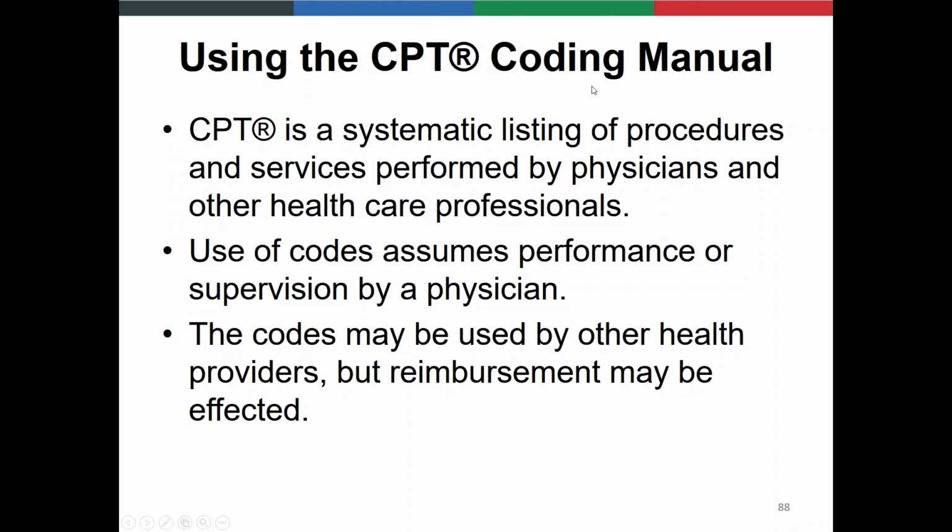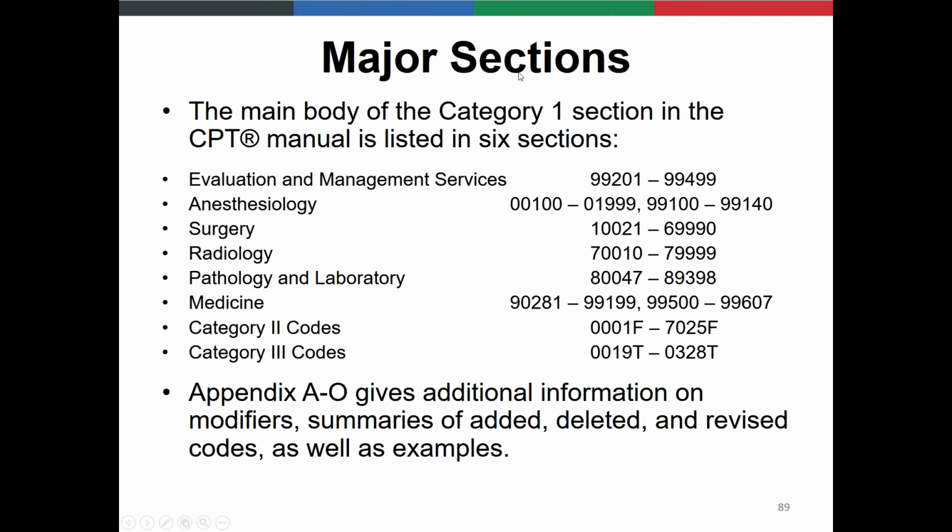All right, so there are basically 6 major sections of the Category 1 CPT codes. And Category 1 CPT codes are the CPT codes that represent the services. Now, you'll notice on your slide here that there are also listed Category 2 and Category 3 codes, and these codes are used for reporting purposes and for emerging technology.